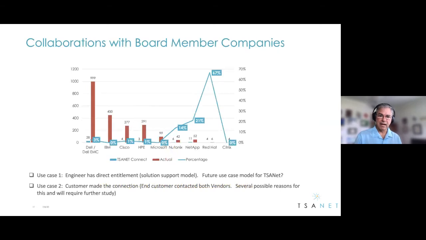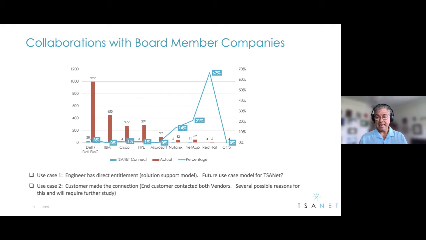I think the first big thing that we found is that yes, there's a lot of collaborations that are still happening outside of TSANet Connect, right? And this was just a viewpoint of collaborations with some board member companies that we analyzed, and you can kind of see some of the numbers here. Now, some of them, when we got into analyzing, we found that in some cases there were some solution support models and some things that weren't really designed to go through TSANet Connect. Now, this certainly could be part of the future of TSANet Connect. So there's a percentage of this that just wasn't designed to go through TSANet Connect.